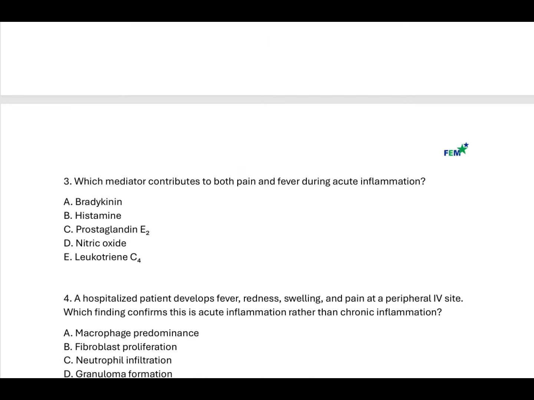Next question, which mediator contributes to both pain and fever during acute inflammation? Remember, we are not only referring to pain here, we are also asking about fever. So the best one there is going to be prostaglandin E2. Remember, as opposed to bradykinin, which only contributes to pain, not fever, prostaglandin E2 contributes to both pain and fever. And remember, prostaglandin E2 is produced from the arachidonic pathway. And that's why if somebody is having fever or pain, what do we give? We give NSAIDs, right? Like ibuprofen. So what is this medication going to do? They're going to inhibit what? Very good, the cyclooxygenase pathway. And by inhibiting cyclooxygenase, that will decrease prostaglandin production, thereby reducing their pain and their fever.